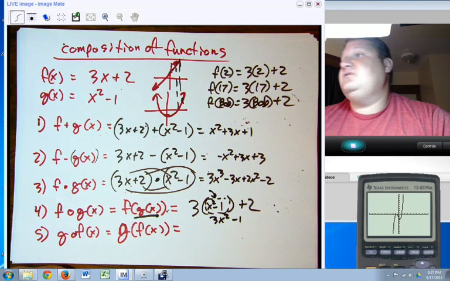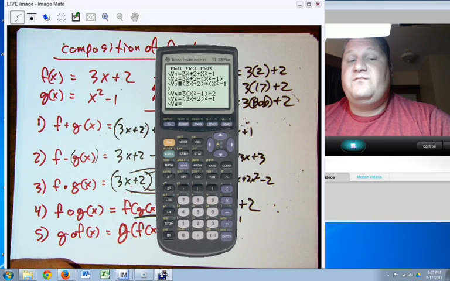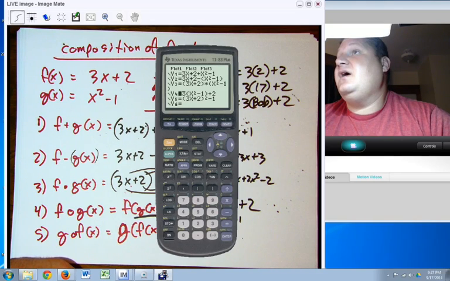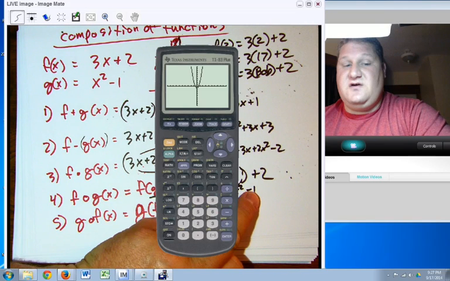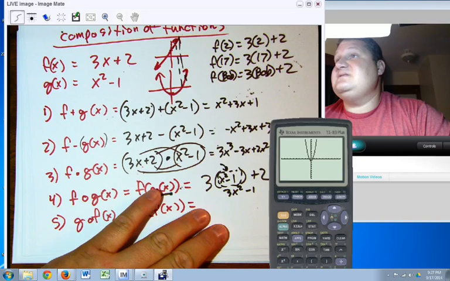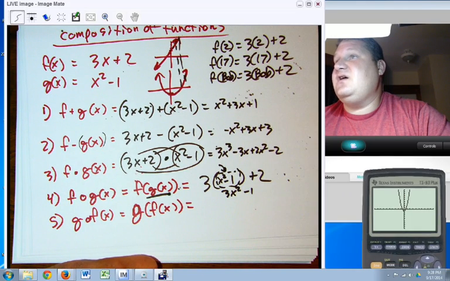And you go ahead over here, and we can go to y equals, and hit enter and graph. And you see that we come up with a parabola. Well, it's a parabola over here. It's shifted down 1. So it makes sense that this function right here is going to be shifted down 1.